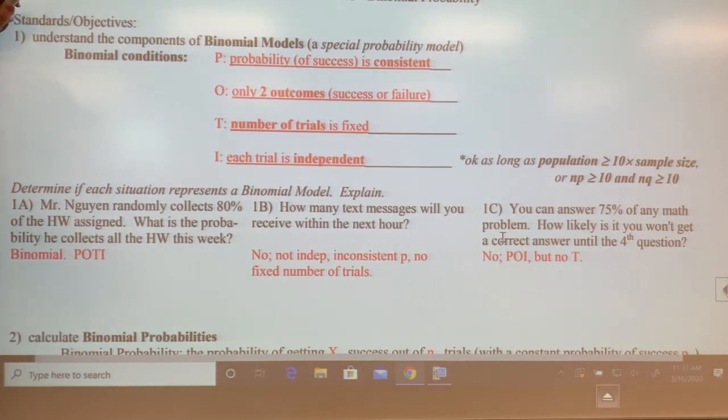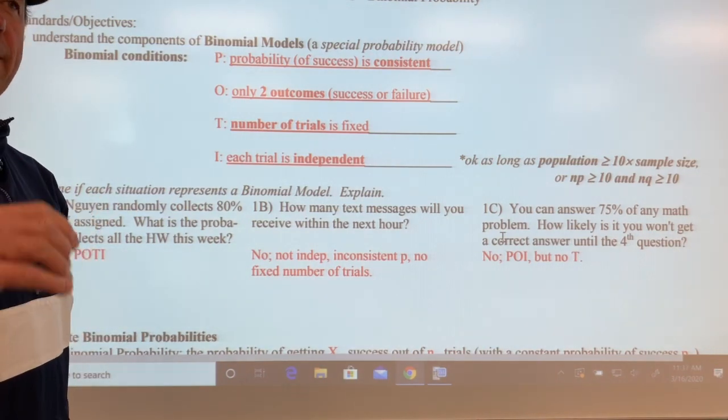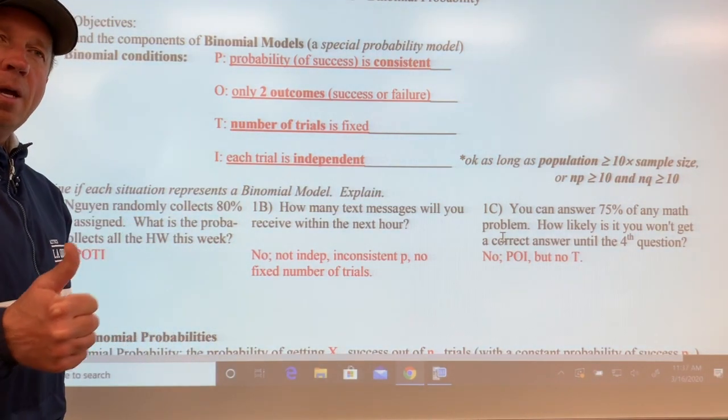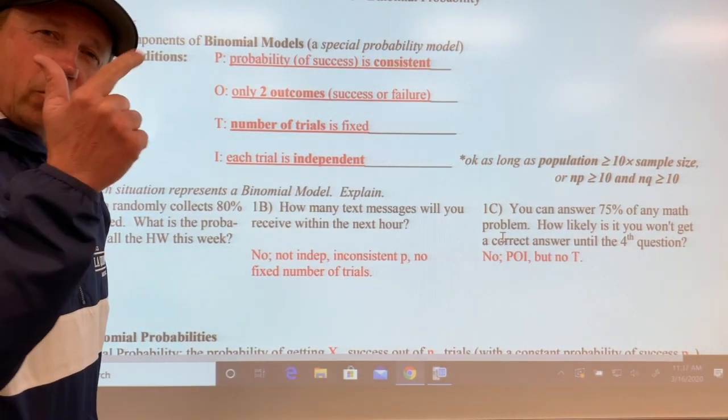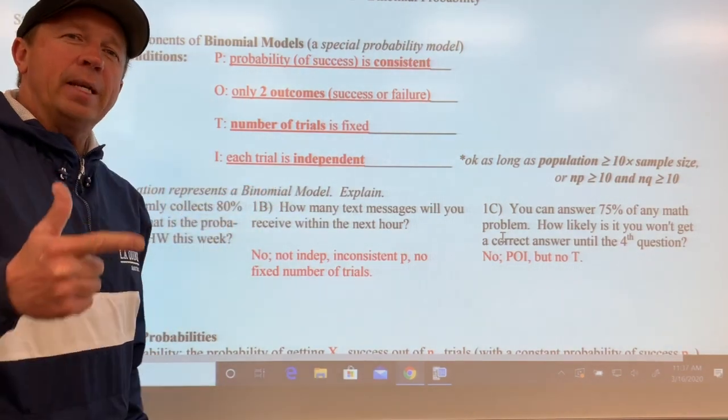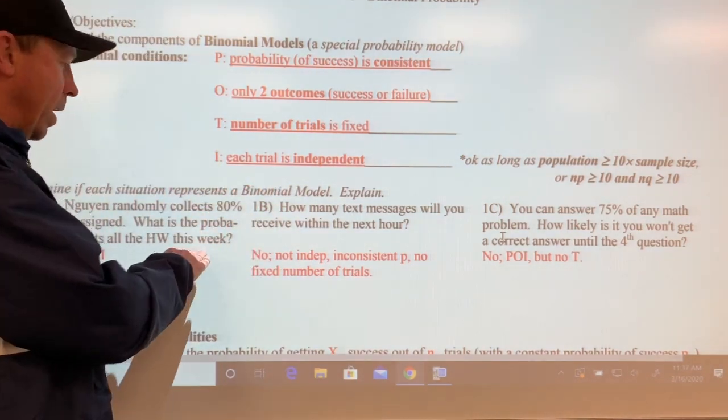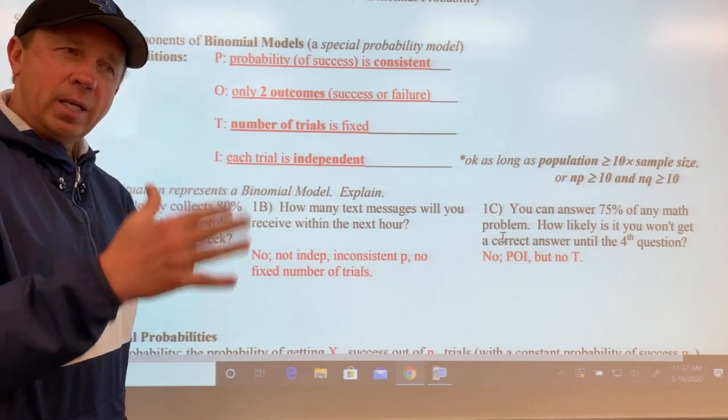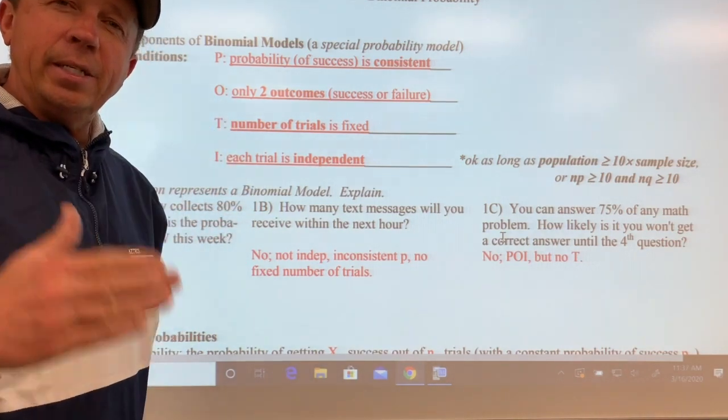Mr. Nguyen randomly selects 80% of the homework assigned. What is the probability he collects all the homework this week? All right, here we go. He collects 80% of it. That's consistent, okay? There's two outcomes. He collects it or he doesn't collect it. There's a set number of trials. The week, I'm presuming, is 5 days. And each day, his decision is independent.